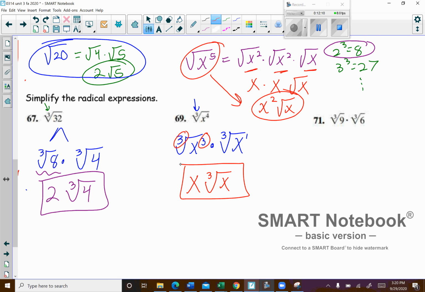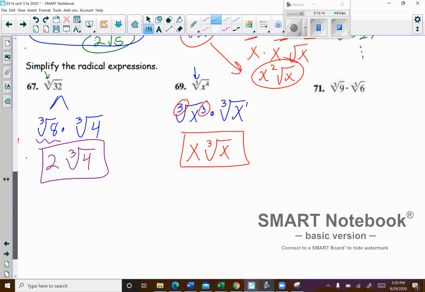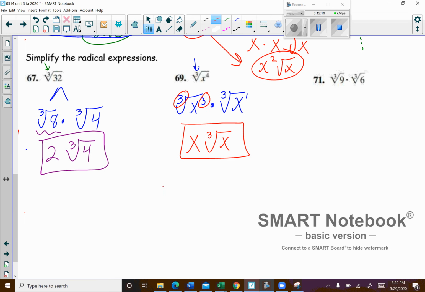Okay, just for fun, I'm going to show you one that gets a little crazy, and then we'll look at 71 in a second. What if I had the cube root of x to the power of, let's just say, 40? Oh boy, you're not going to want to break that into x to the third, x to the third, x to the third. That would not be fun to break up into a bunch of x to the power of 3's.